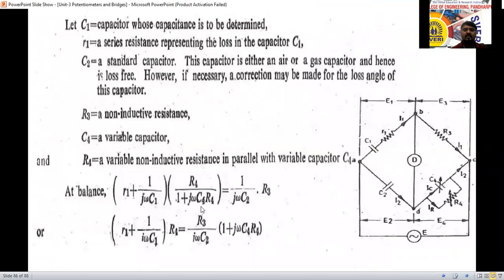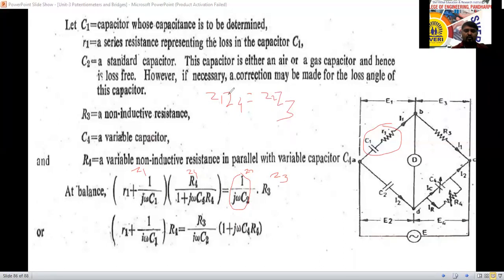So here I have written the values directly. Z1 equal to R1 plus 1 by j omega C1. Z4 equal to R4 divided by 1 by j omega C4 R4, so Z4 equal to R4 divided by 1 plus j omega C4 R4. Z2 equal to 1 by j omega C2 and Z3 equal to R3. We have substituted these in the formula Z1 Z4 equal to Z2 Z3.